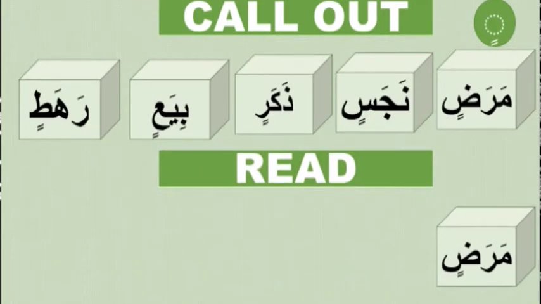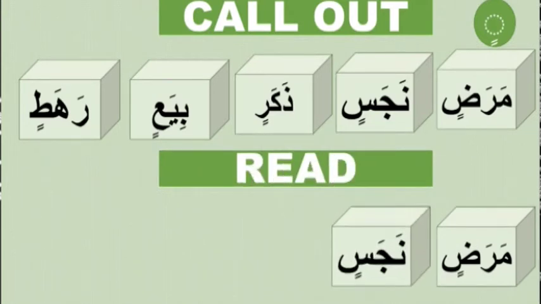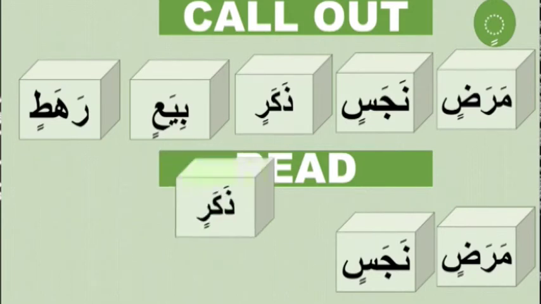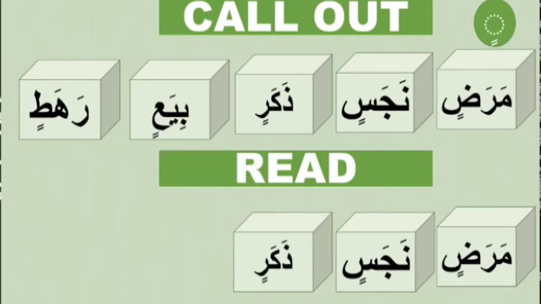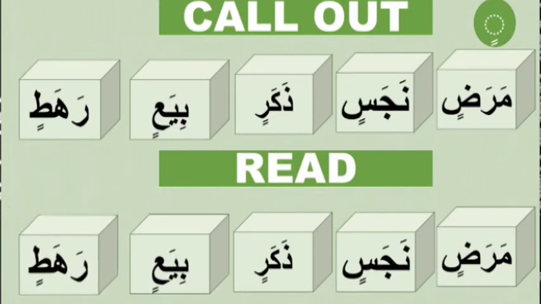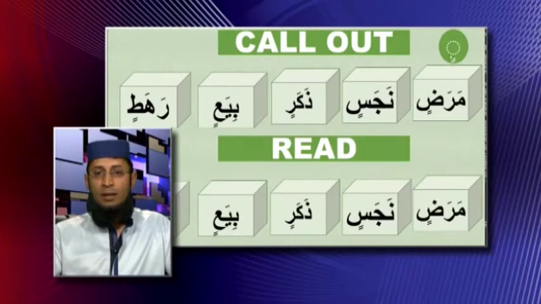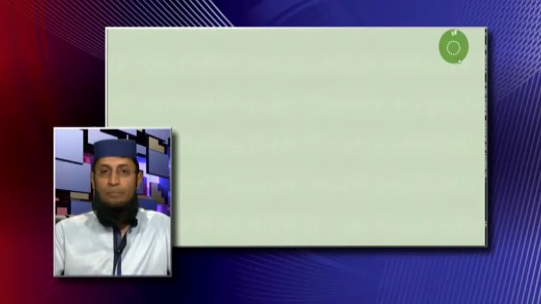Maradin, najasin, dhakarin, biya'in, rahatin. I'm going to read from the right and follow. Maradin, najasin, dhakarin, biya'in, rahatin. Right, these examples were centered around in. Let's move on to un.